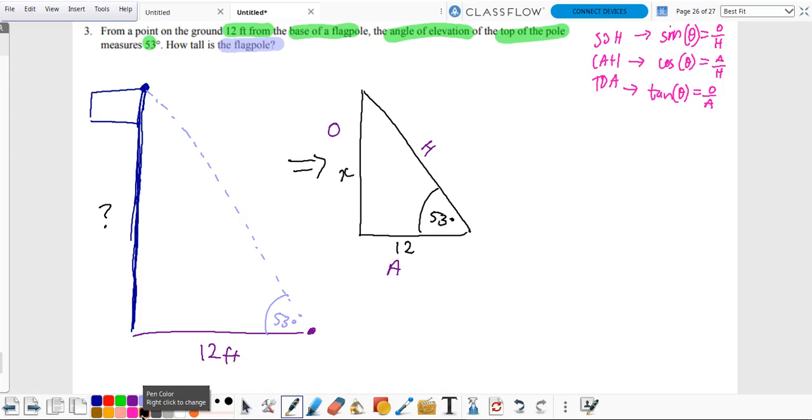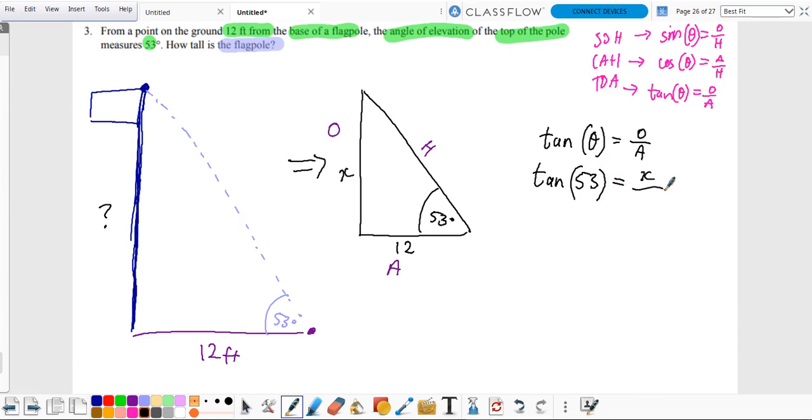So here you've been given A, you're looking for O. So what has O and A? I see that tan has. So we're going to use the tan formula. Tan of the angle is equal to O over A. So let's work it out. Tan of 53 degrees is equal to the opposite, which is x, over the adjacent, which is 12.